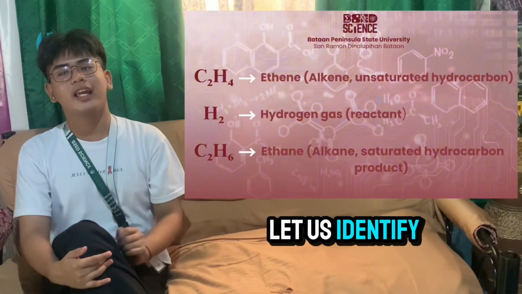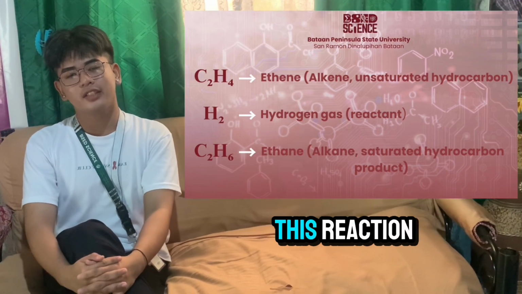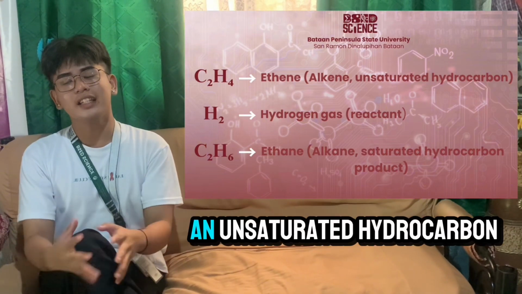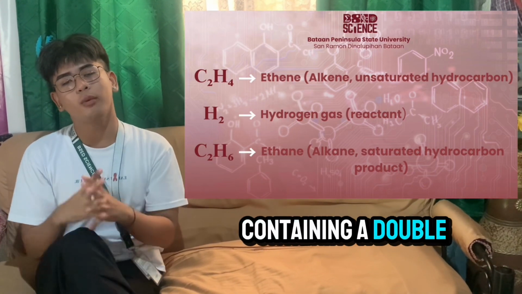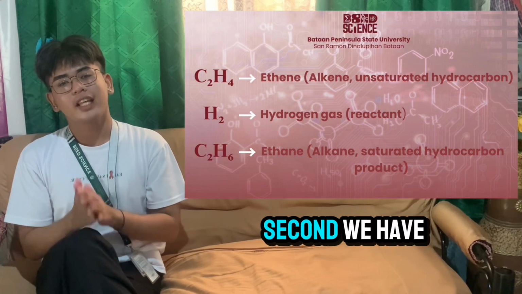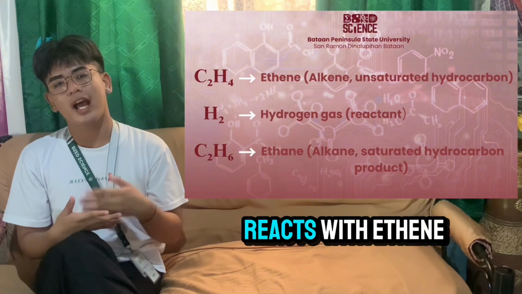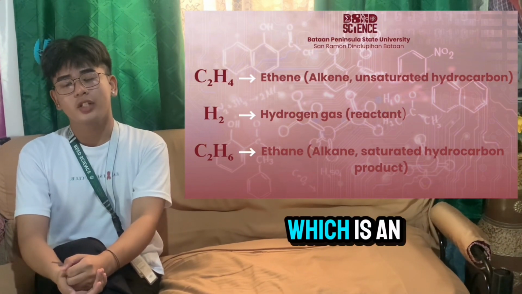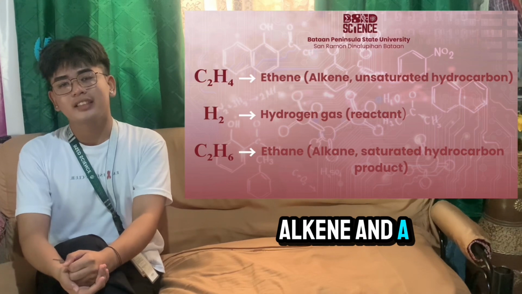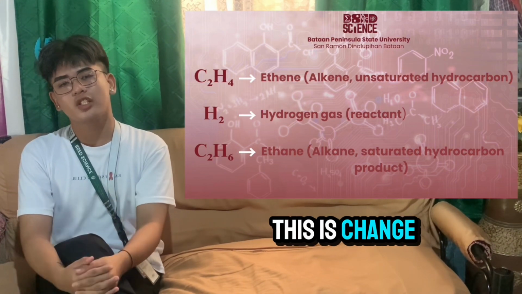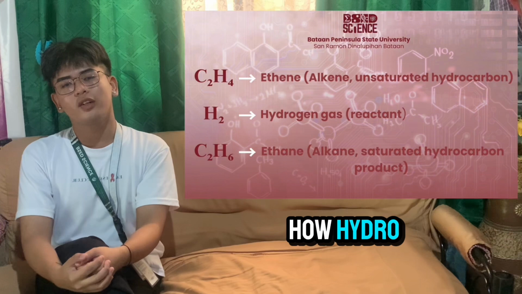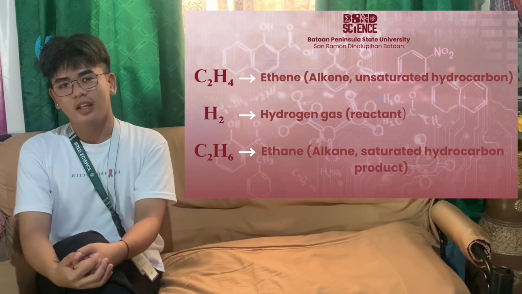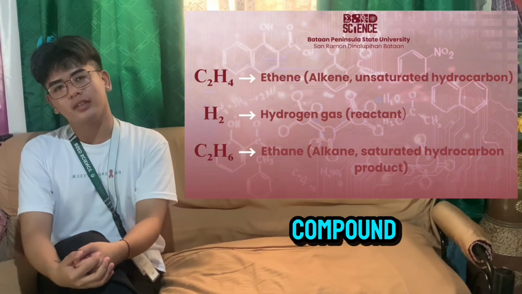Now let us identify and describe the compounds involved in this reaction. First, we have ethene, which is an alkene, an unsaturated hydrocarbon containing a double bond. Second, we have hydrogen gas, which reacts with ethene in the process. The product formed is ethane, which is an alkane, a saturated hydrocarbon. This change shows how hydrogen can break the double bond in ethene, turning it into a more stable compound.